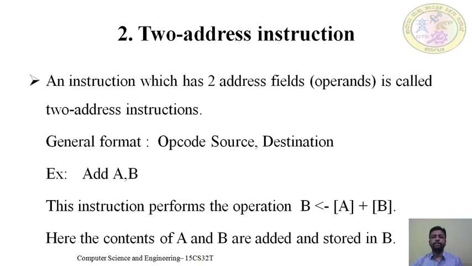Example, add A comma B. So this instruction performs the expression B left arrow content of A plus content of B. Here the contents of A and B are added and the result is stored in B. Here B itself is the destination. The contents of B are also considered and added with the A content, and the result is stored back into B.